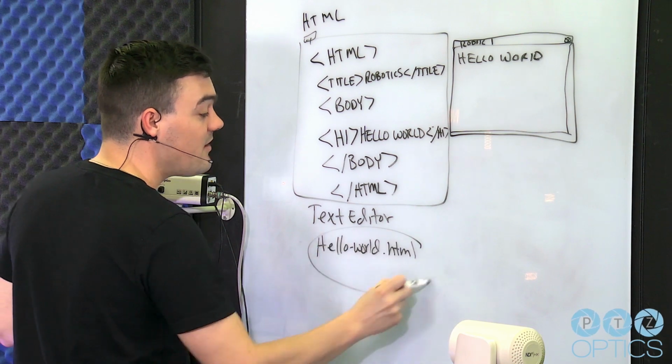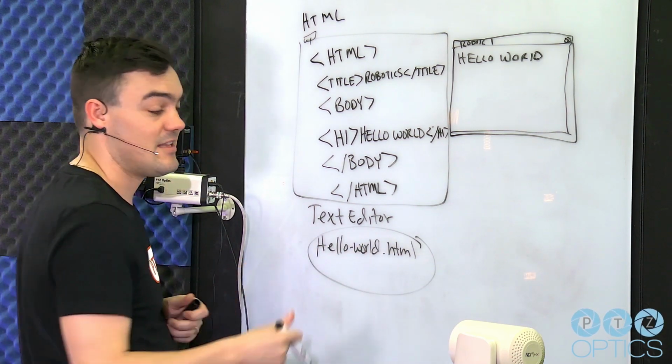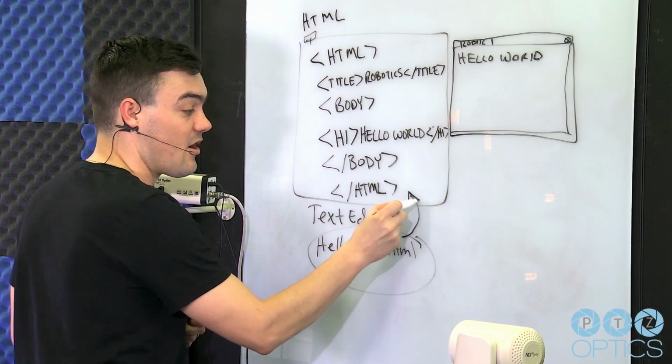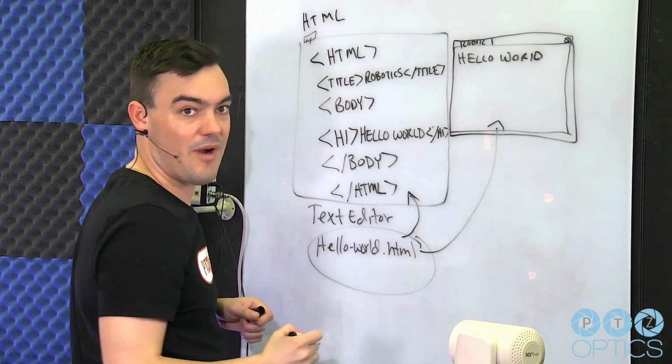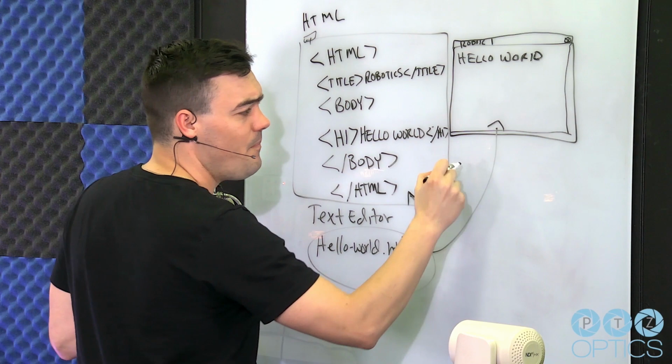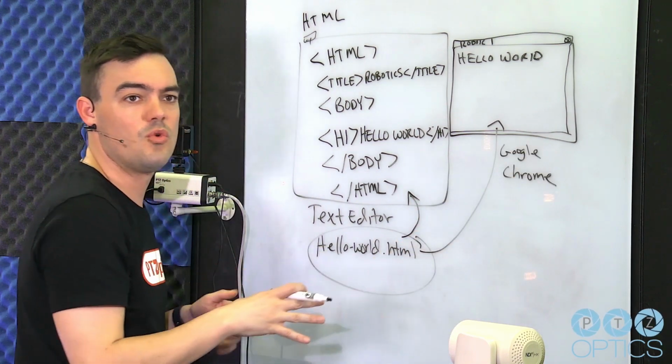Then this file can be opened up in two ways. It can be opened up with a text editor to edit the text, or it can be opened up in a web browser. Let's just use Google Chrome for this. Open it up in Google Chrome.